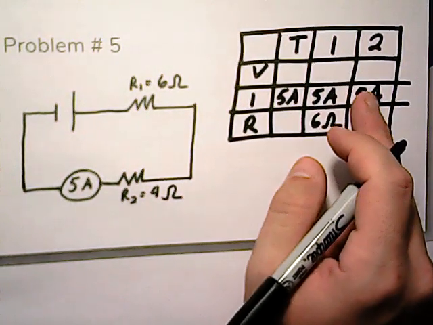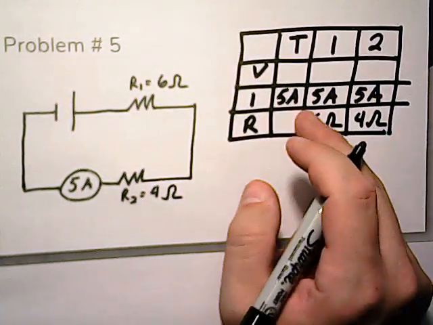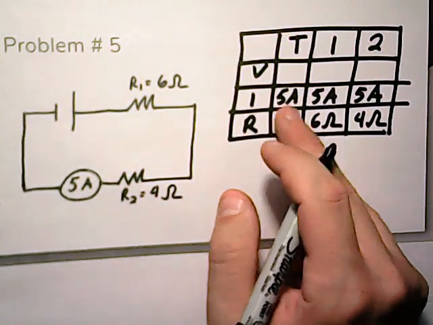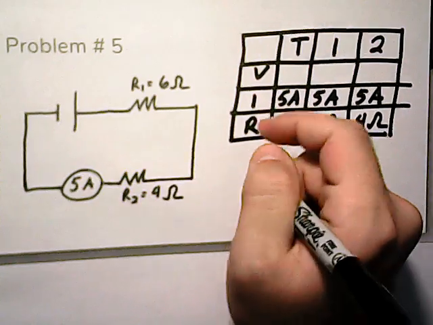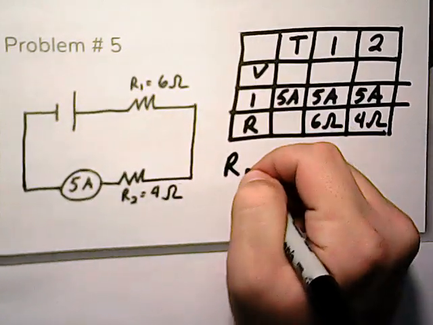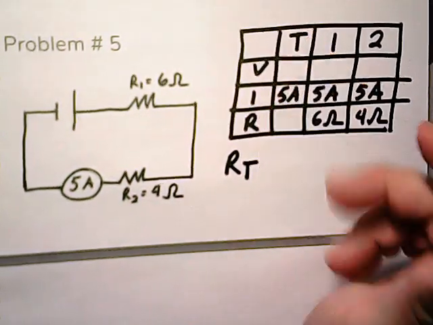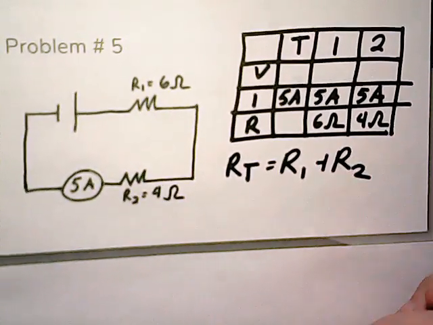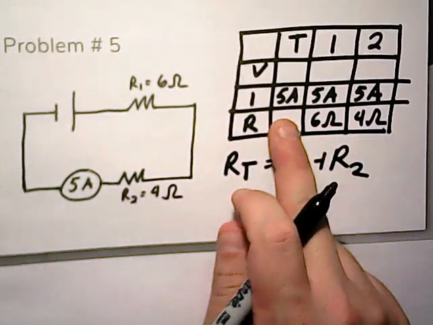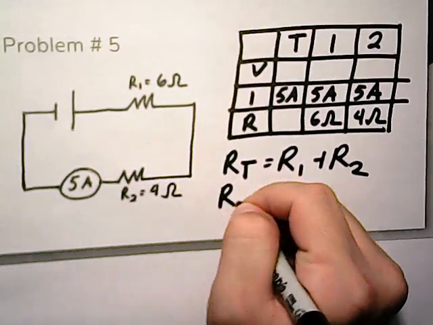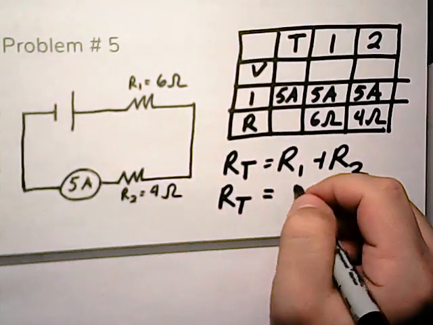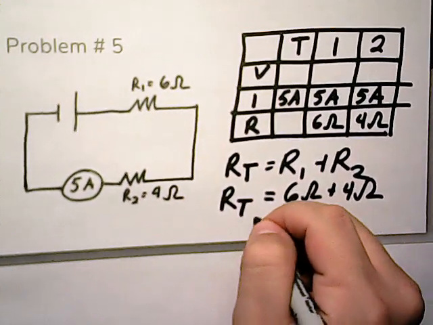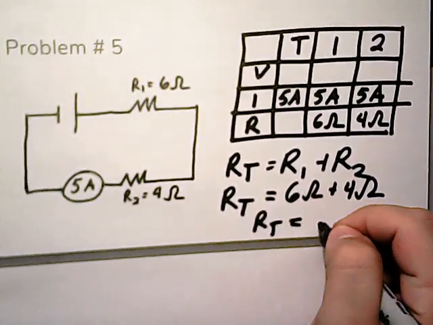To find our voltage or find our resistance is our next problem. So let's go ahead and look at resistance. We can do this in either order. So the total resistance, RT, is equal to R1 plus R2. So these two add up to be equal to our total. Is equal to 6 ohms plus 4 ohms. So our total is going to be 10 ohms.